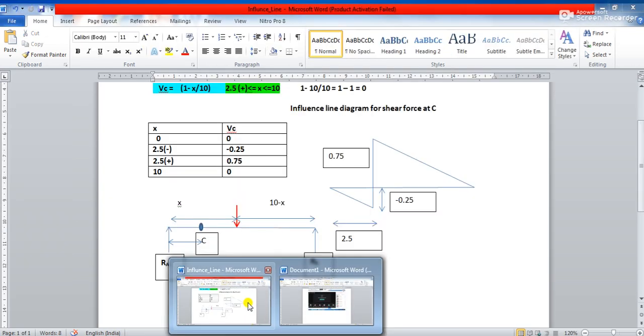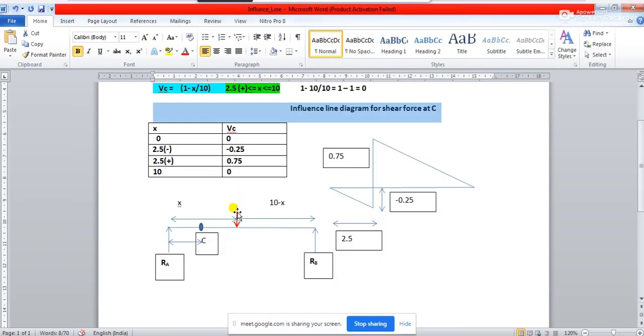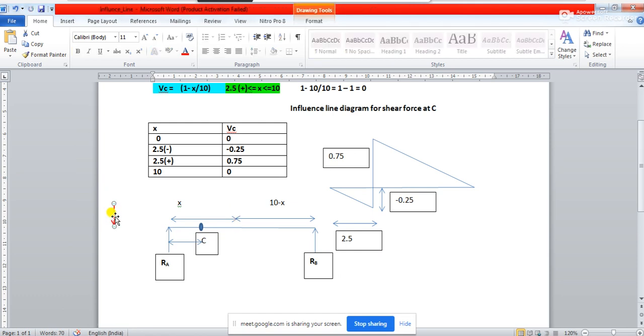So let us again go back to this. See, this is the load moving. Please try to understand very clearly. So how much is this load? This load, as we have assumed, is a unit load and it is moving, and because of this movement of this load we have got an influence line diagram like this.